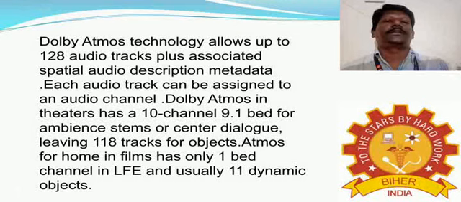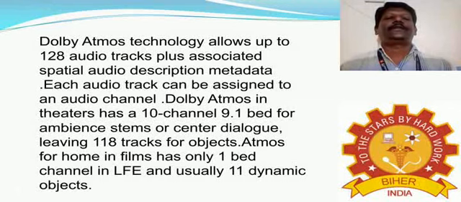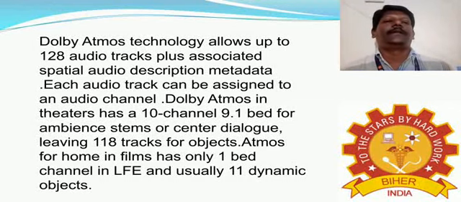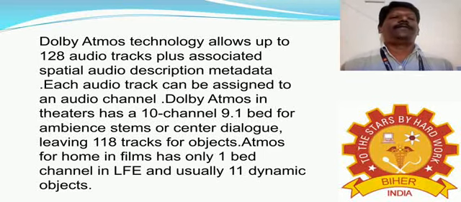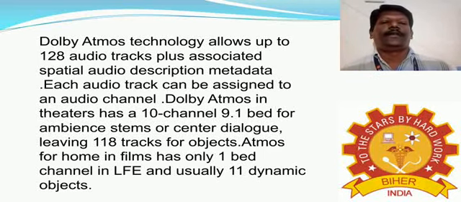Dolby Atmos technology allows up to 128 audio tracks plus associated spatial audio description metadata. Each audio track can be assigned to an audio channel. Dolby Atmos in theater has a 10 channel, 9.1 bed for ambient stems or center dialogue.